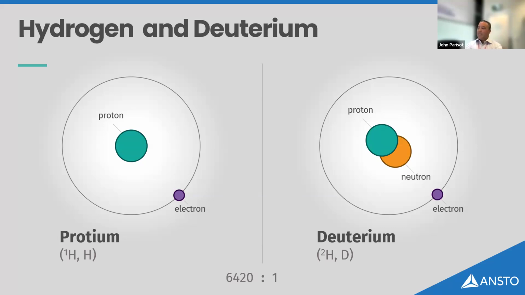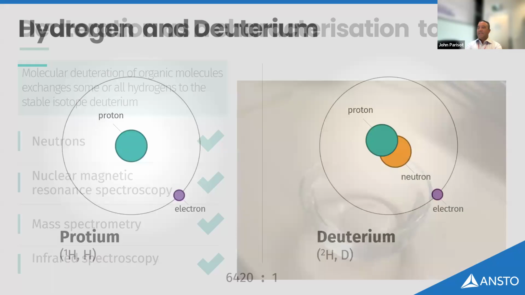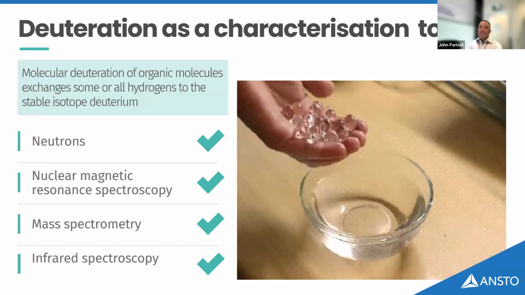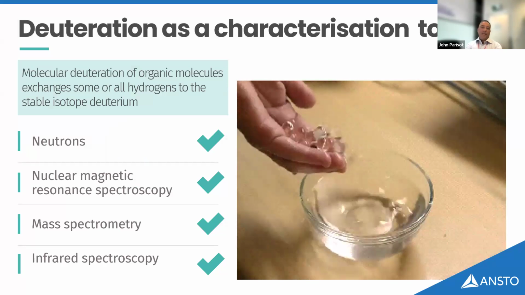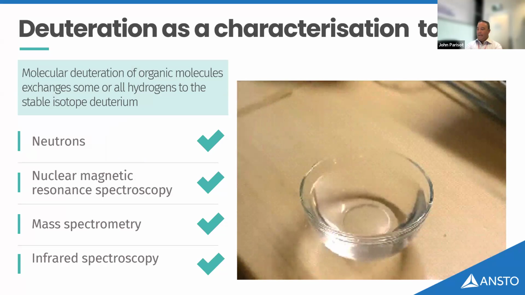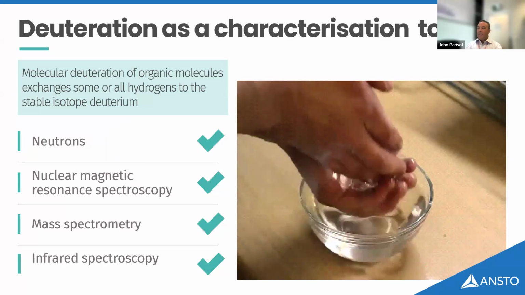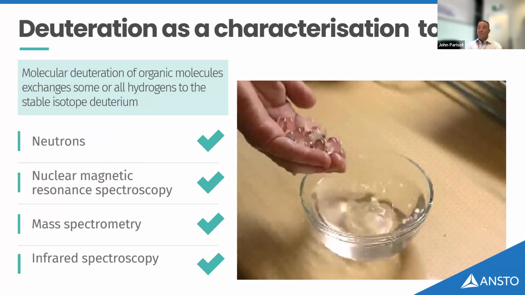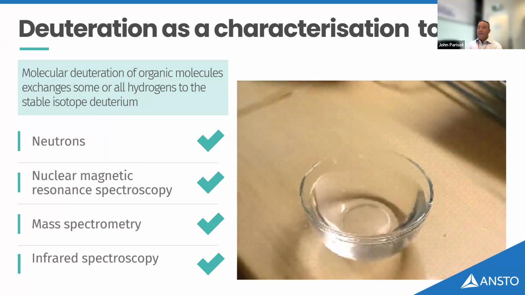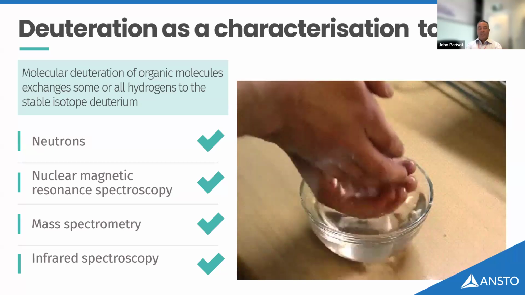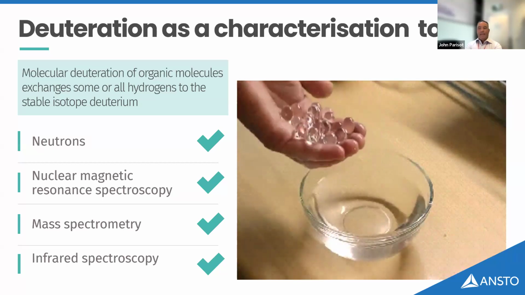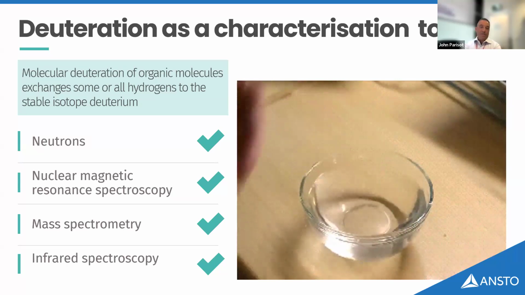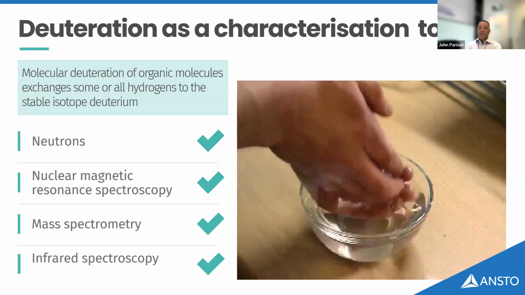deuteriate molecules is on the next slide, Stuart. So it's used as a characterization tool. Deuteration of organic molecules can make the drug, or the candidate drug in development, more stable. You can use the neutrons for analysis and neutron scattering. It also aids with nuclear magnetic resonance spectroscopy to get a better idea of structure.